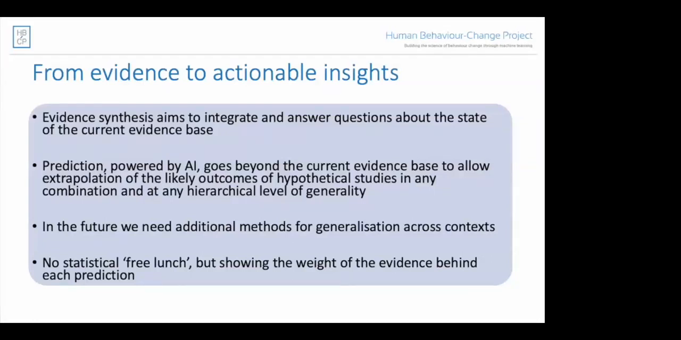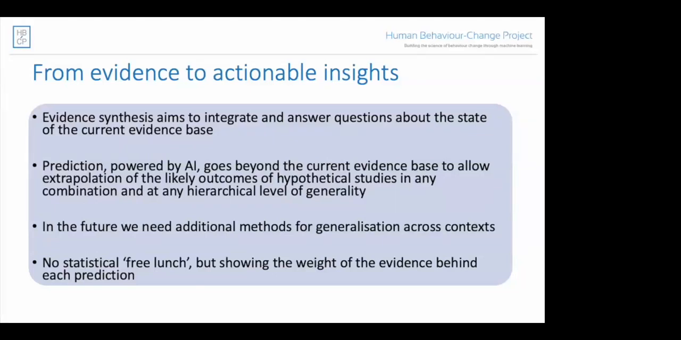Evidence synthesis aims to answer questions and integrate the evidence that exists, so the current evidence base across the whole body of evidence. Prediction, on the other hand, goes beyond the current evidence base to allow extrapolation of the likely outcomes of hypothetical studies in combination or generalized from the evidence that you have. And these are two different ways of using the evidence base in order to derive new knowledge.